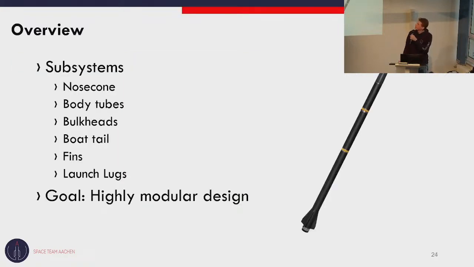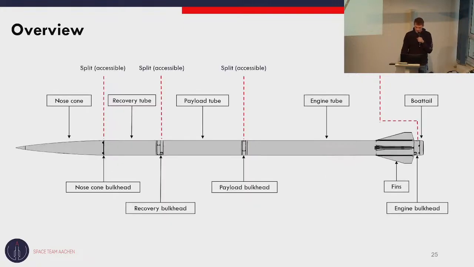Within structures, we have divided the rocket into different subsystems, which include the nose cone, body tubes, bulkheads, boat tail, fins, and launch lugs. One of our goals was to design a highly modular rocket. Here you can see another overview, as Toby already went through the general overview. I won't go into detail right now, but I want to point out that there are 4 different sections where we can easily disassemble the rocket to access the internal systems.